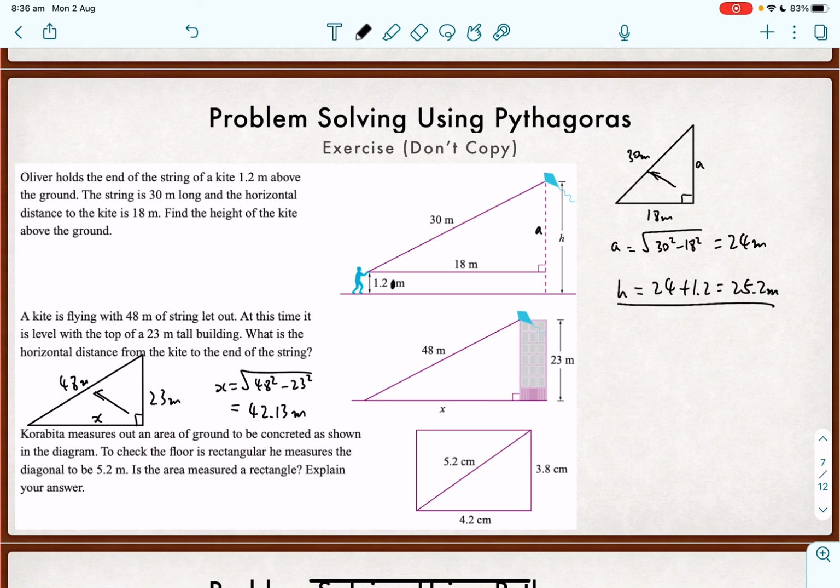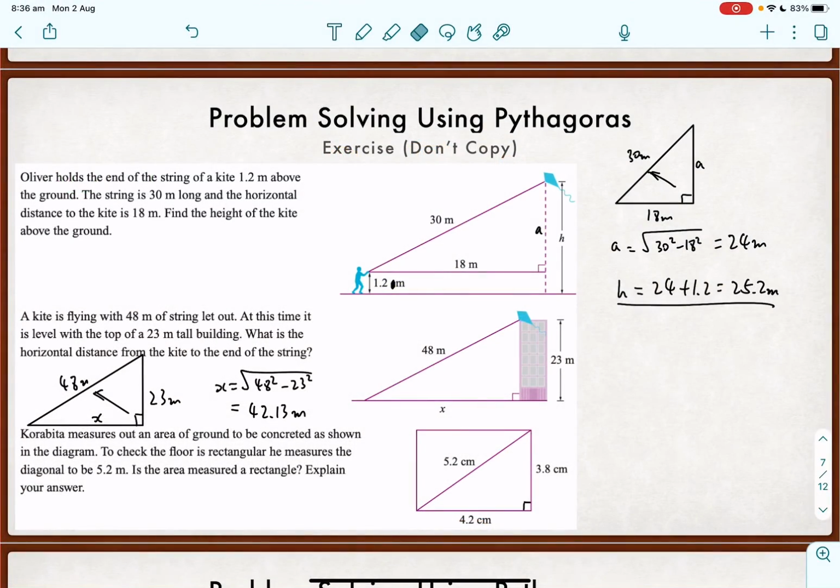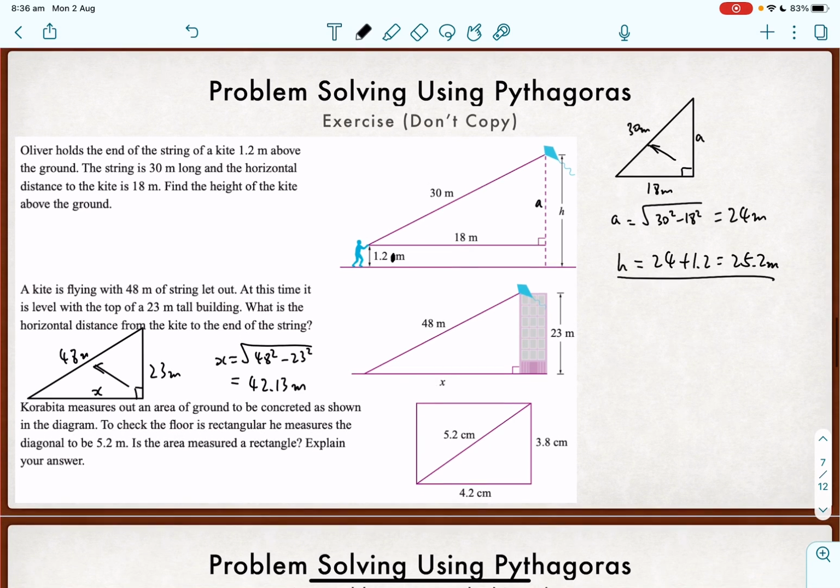Yes, that's right. For a rectangle there is a right angle in every single corner. So all you need to do is prove that it's a right angle triangle. Remember how we find a right angle triangle? We can use Pythagoras' theorem. If these two squared add together equal this squared, that means it's a right angle triangle. We don't know, so let's test it out.